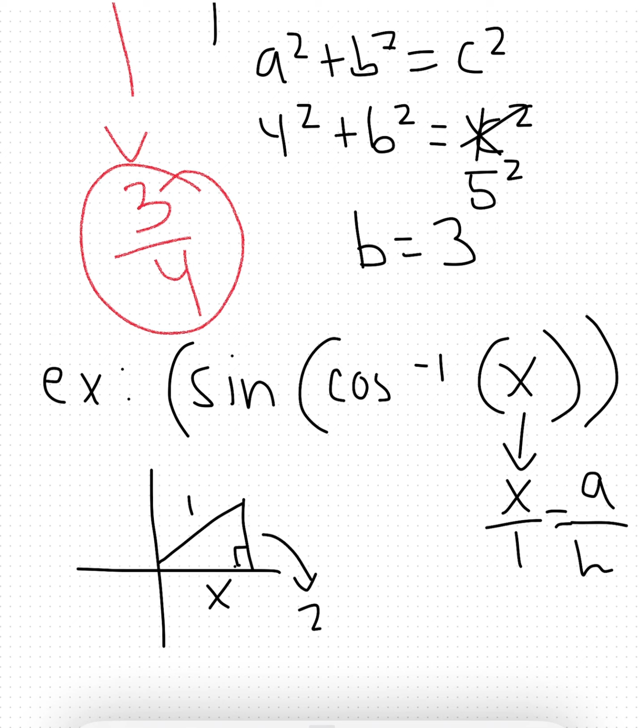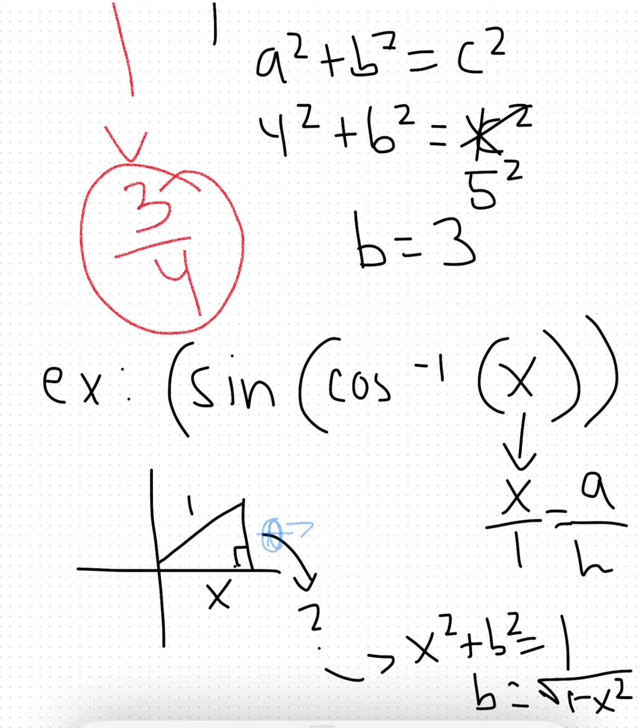And now what will this be? Well, let's solve that right here. It would be x squared plus b squared equals 1, right? So then b would equal the square root of 1 minus x squared. So this would be the length of this side of the triangle right here, the square root of 1 minus x squared.